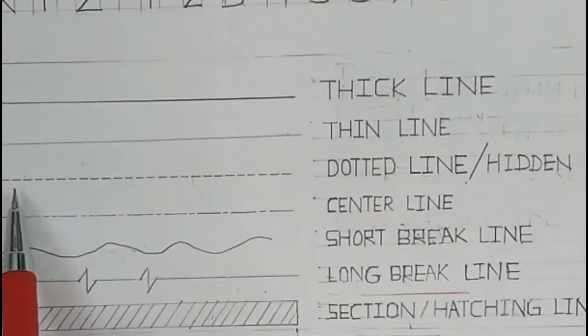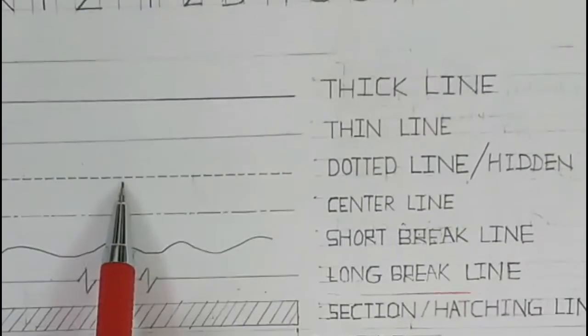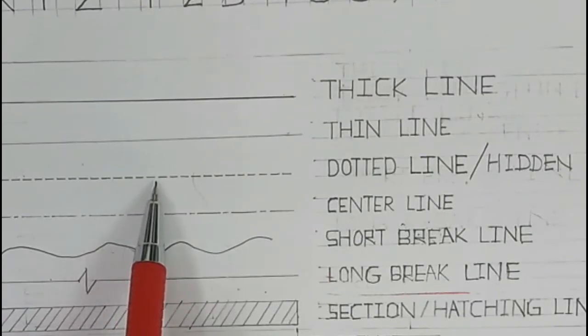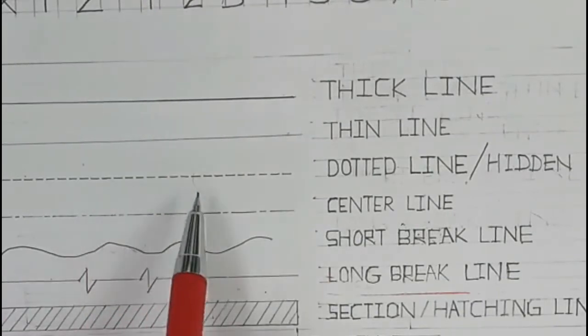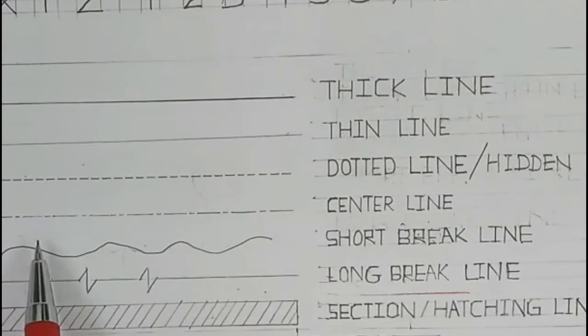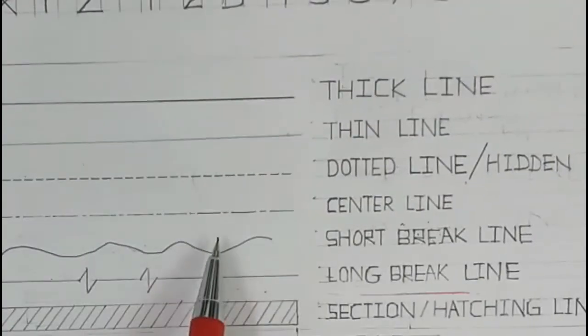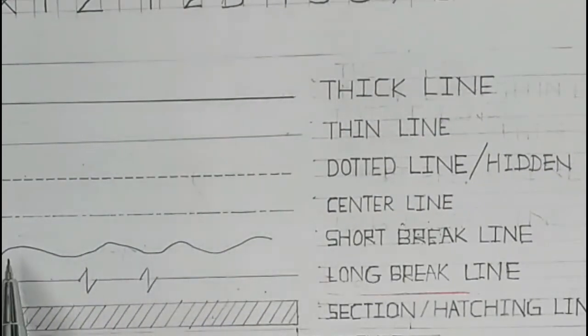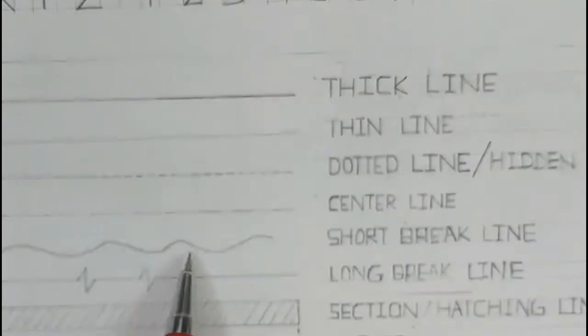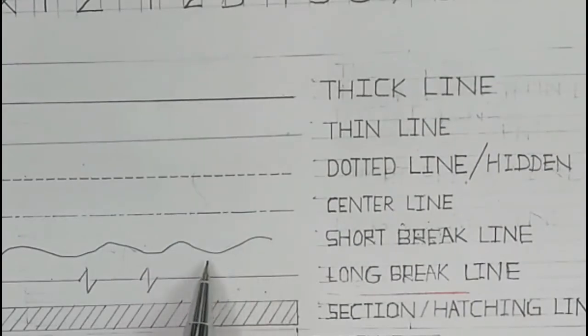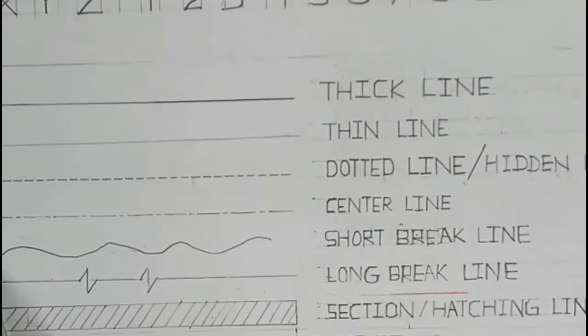As we see here, it consists of small dashes and they are equispaced, having equal distance between each dash. Such a line is called a dotted line or hidden line. Then there is a line called a center line. As we see here, this particular line is called a center line. We have the next type of line, which is called a short break line. As we see here, this line is drawn as a thin line but it is wavy in nature.